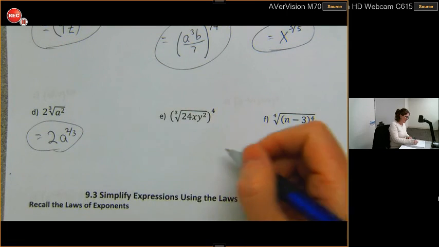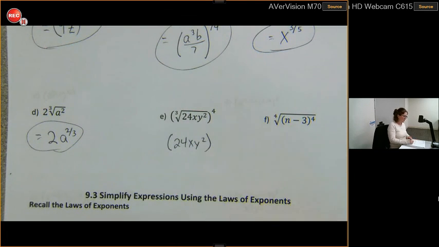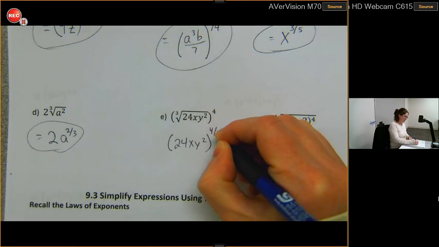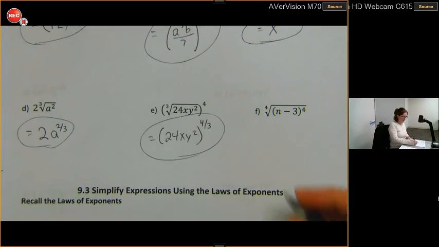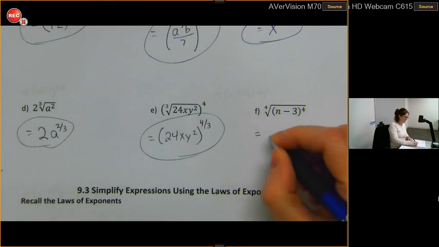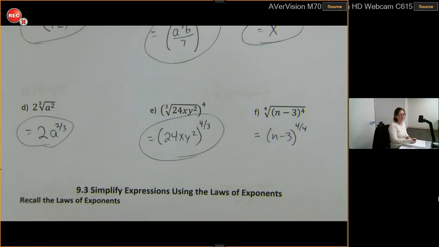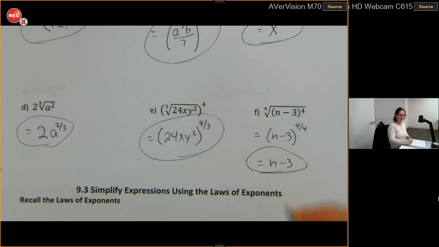Part E, 24xy squared, so that all needs parentheses. My exponent is 4, my index is 3. And part F, we have n minus 3 to the 4/4. Simplify that fraction. We just have n minus 3.